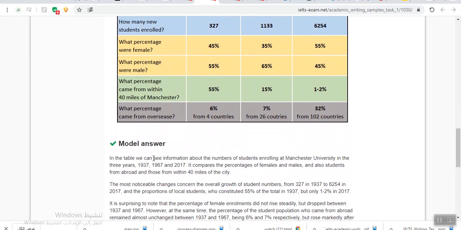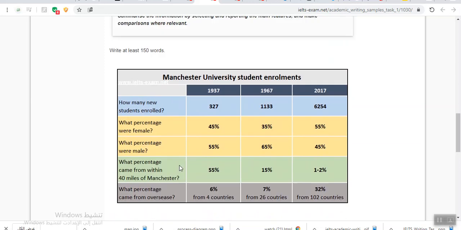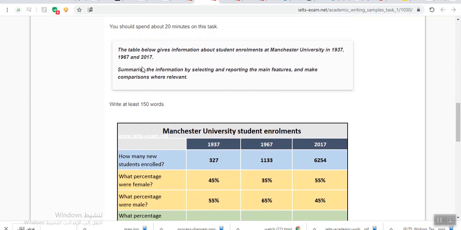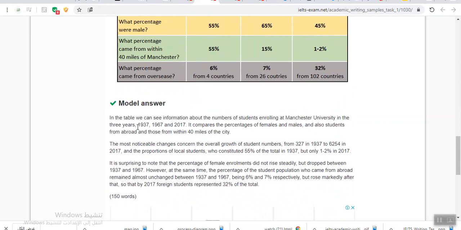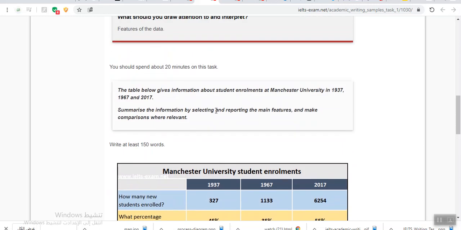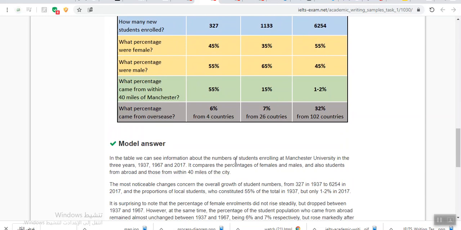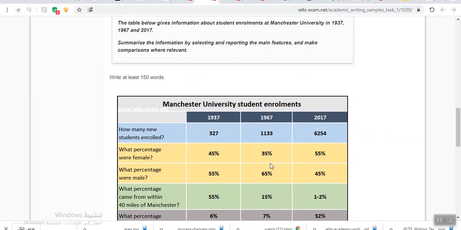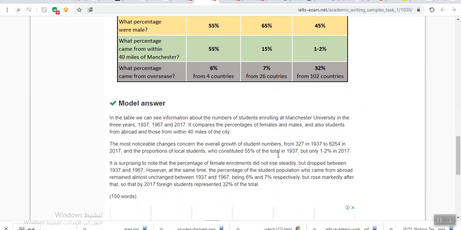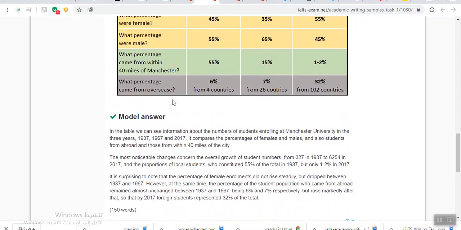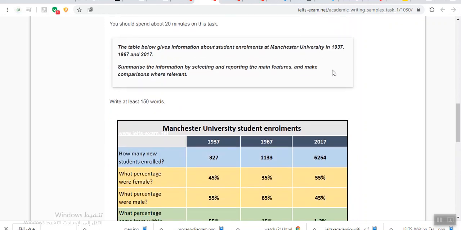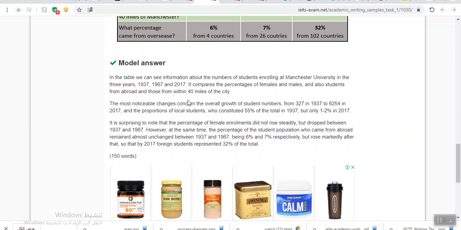So, in the table, we can see information about the numbers of students enrolling at Manchester University in the 3 years, 1937, 1967, and 2017. Can you see? In the table below, we can see information about student enrollment, about the numbers of students enrolling. Can you see? This is paraphrasing. At Manchester University in the 3 years, he's adding "the 3 years" instead of just writing the years as he does in the question.